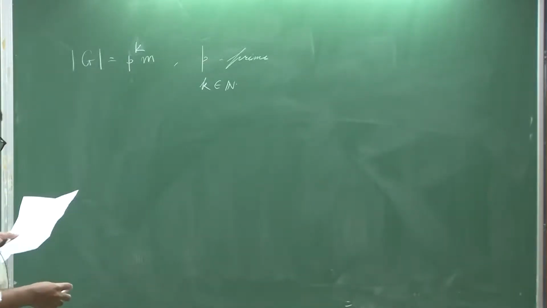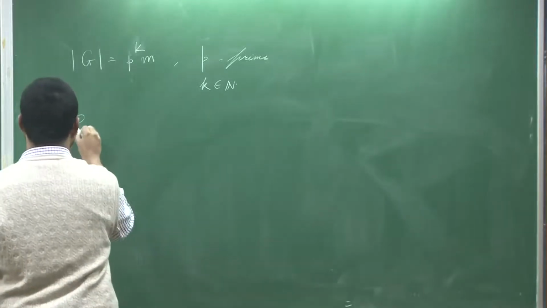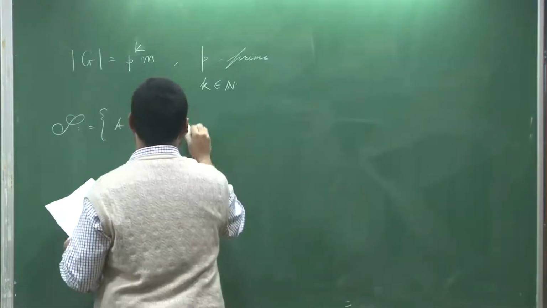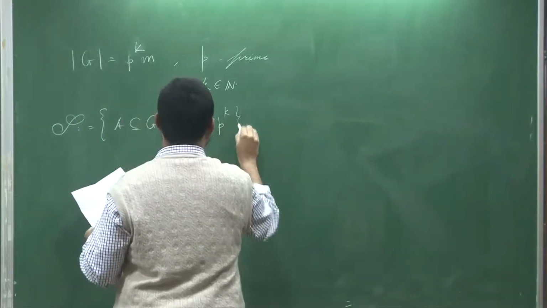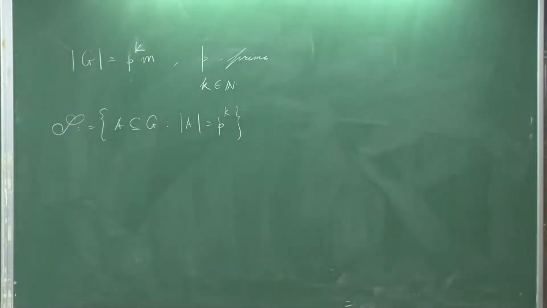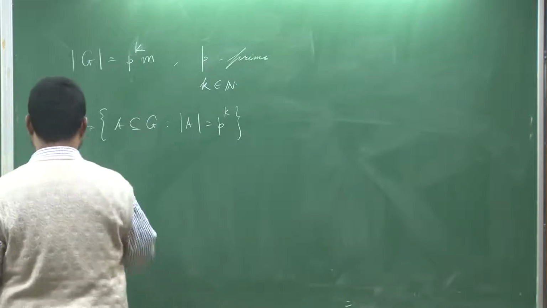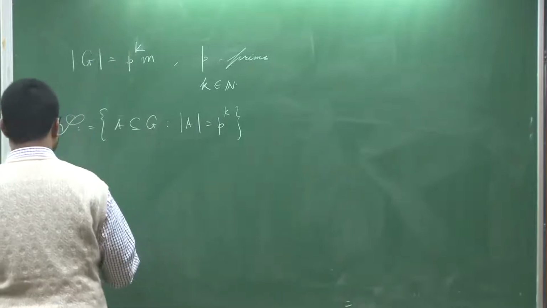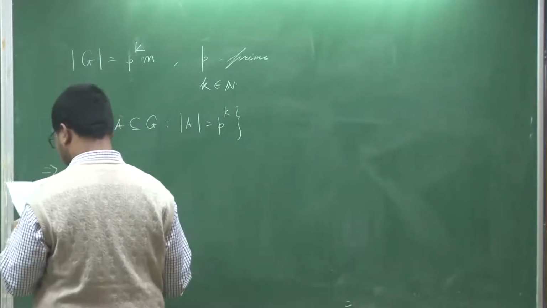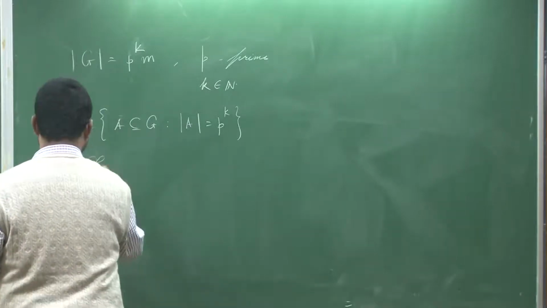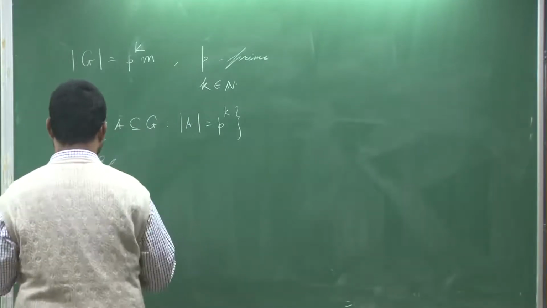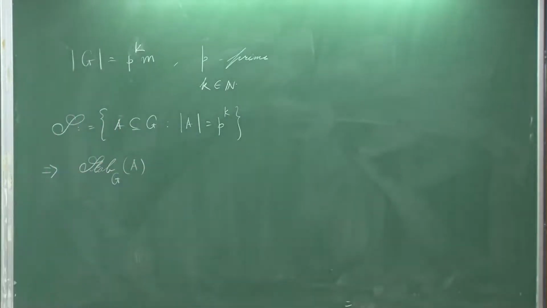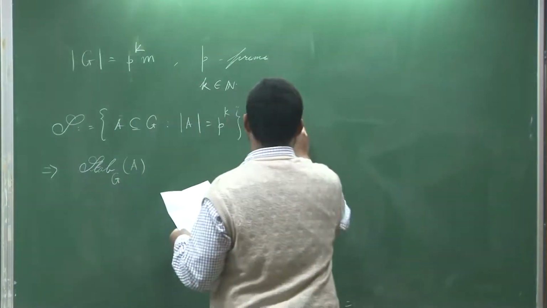Now, we consider the following collection of subsets: all subsets of G having order p to the power k. We have already seen that for any such A, the stabilizer of A under G, because G acts on this set.